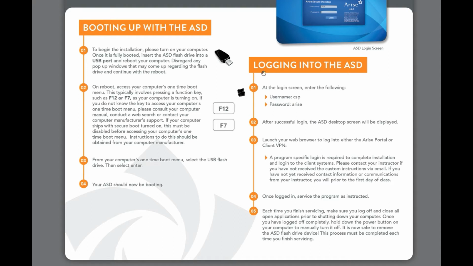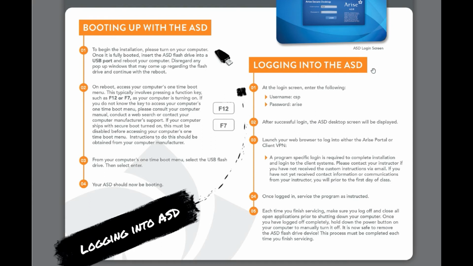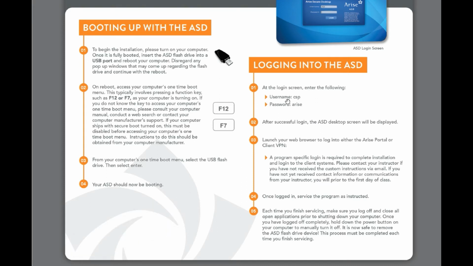Let's go ahead and read over the directions to log into the ASD. So, logging into the ASD. On the login screen, enter the following: username, CSP; password, Arise. After successful login, the ASD desktop screen will be displayed. So once you log in, like I said, your entire screen will change and you will be in the ASD for that client's programs. You're going to launch your web browser to log into either the Arise portal or client VPN. Program-specific login is required to complete installation and log into the client systems.